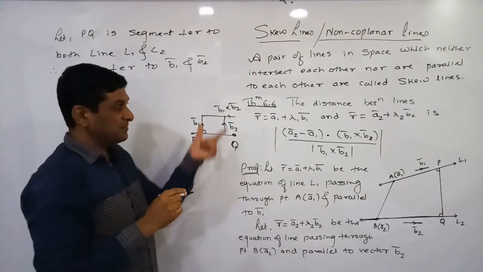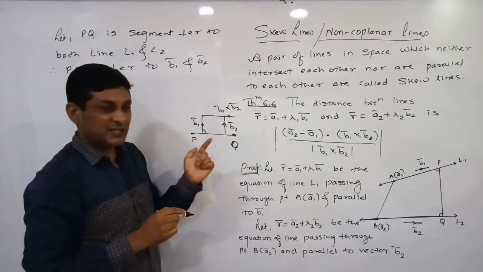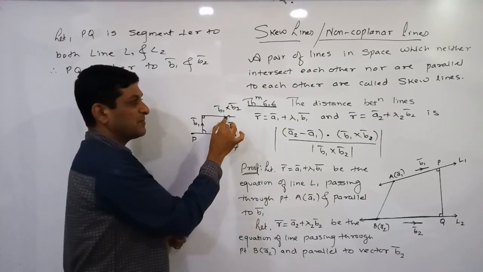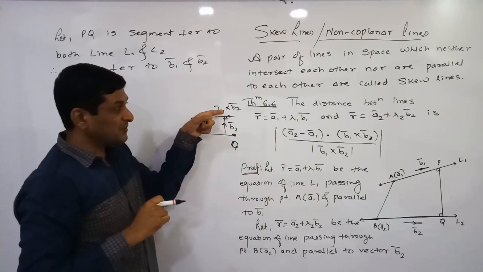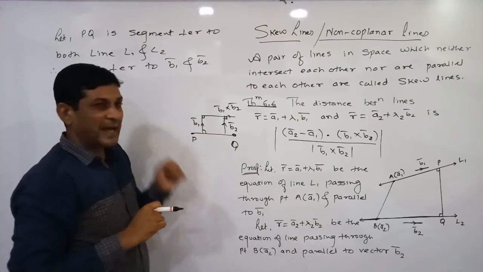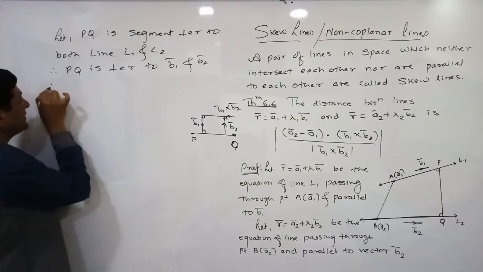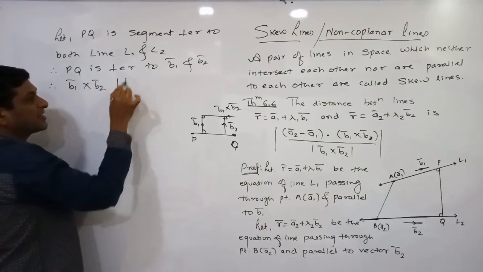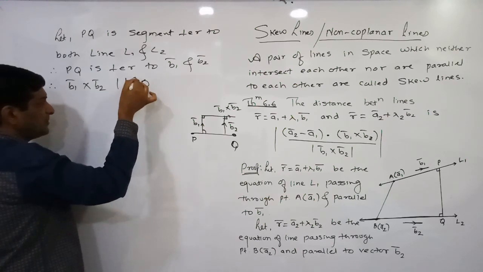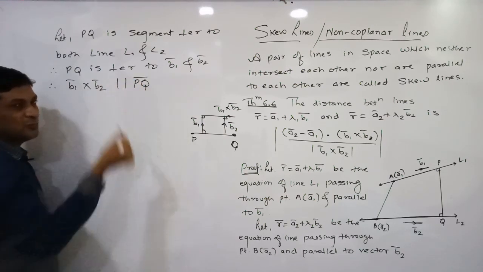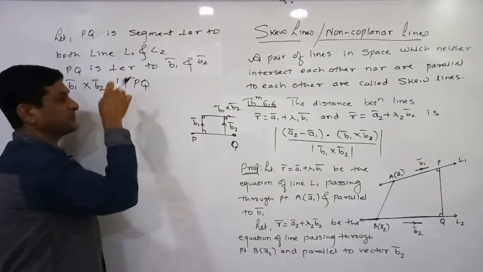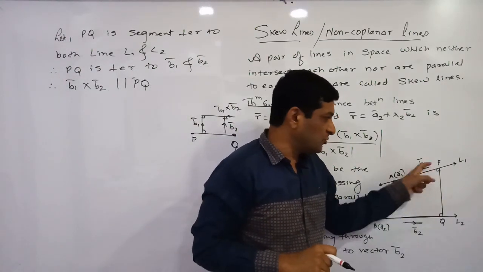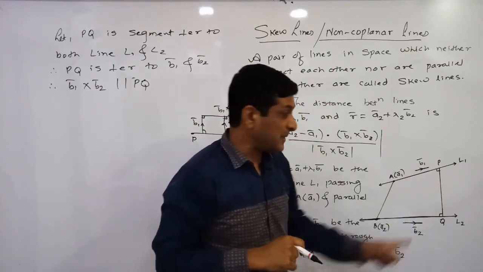We know that the cross product of two vectors is a new vector which is perpendicular to B1 bar and also to B2 bar. Means we can say that B1 bar cross B2 bar is parallel to PQ. So B1 bar cross B2 bar is parallel to PQ bar. So if we take the cross product of these two vectors, we will get a new vector which is parallel to PQ.